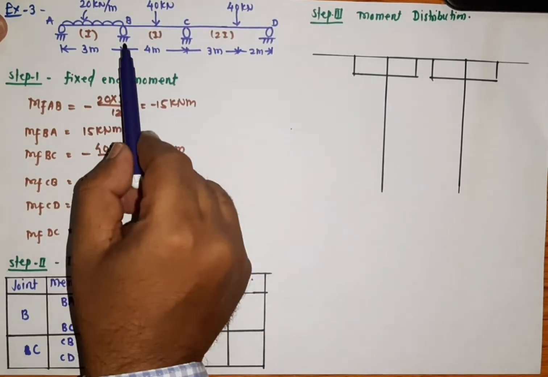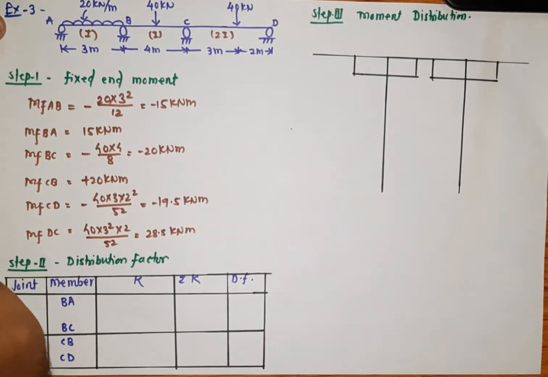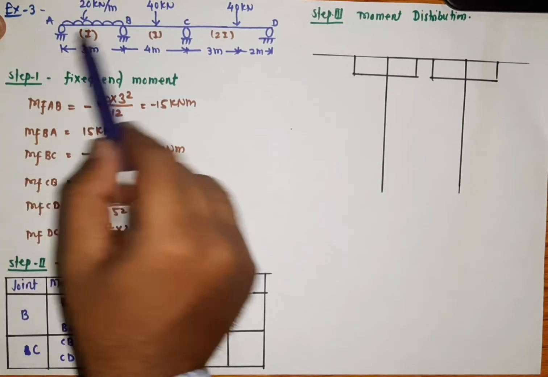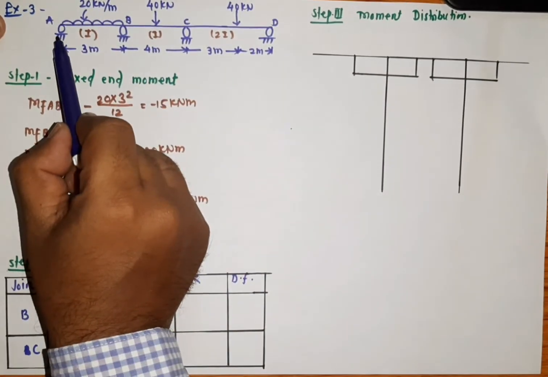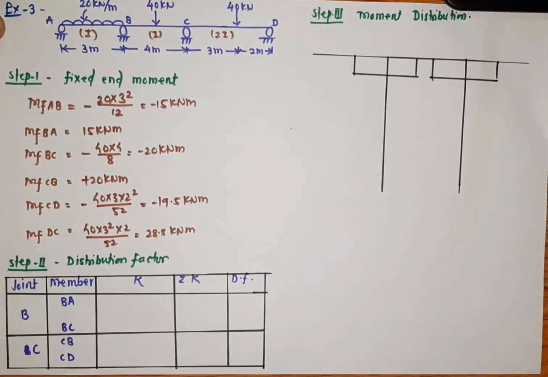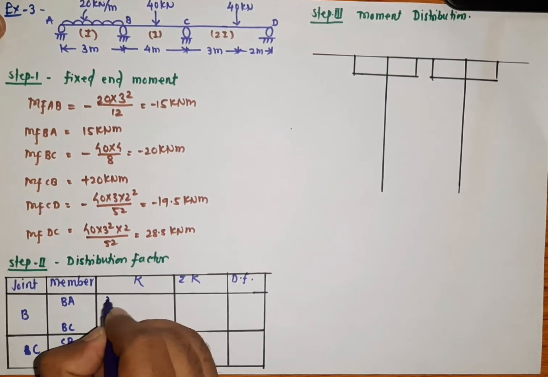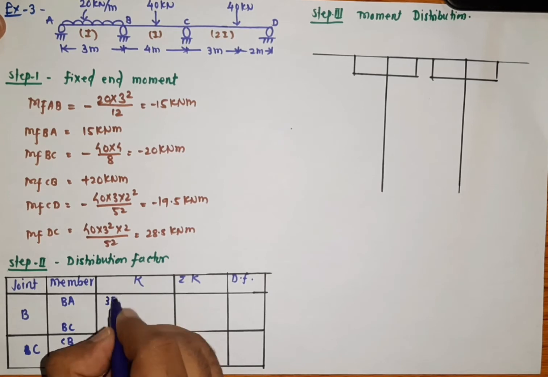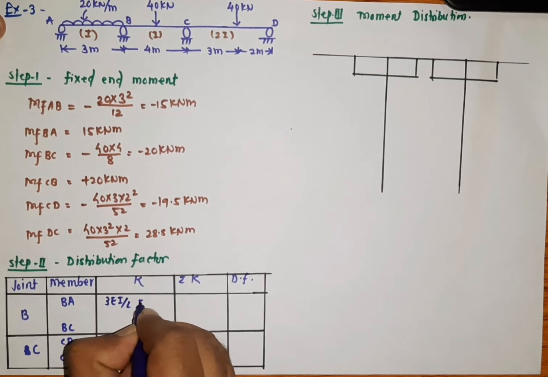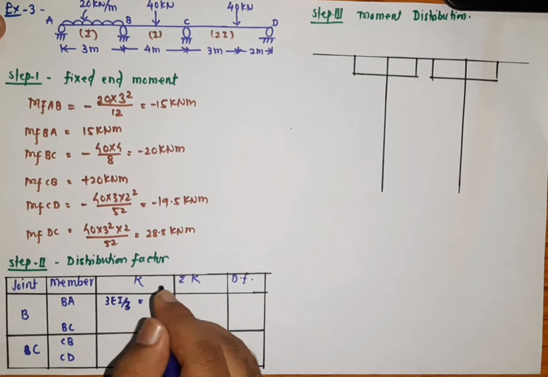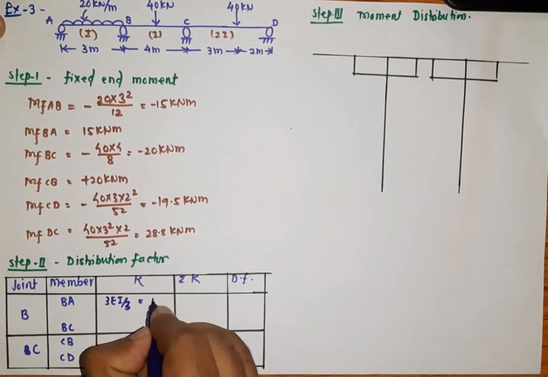Now consider member BA. A is the far end. And as per our rule, the end support will be as it is. So it is roller, so it will be roller. And as per our rule, if the far support is roller or hinge, it will be 3EI by L. Here L is 3. That's why it will be EI.